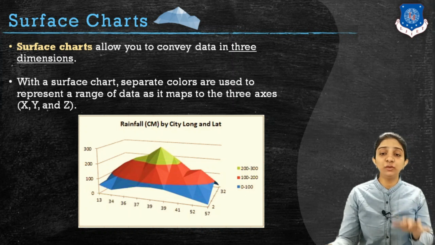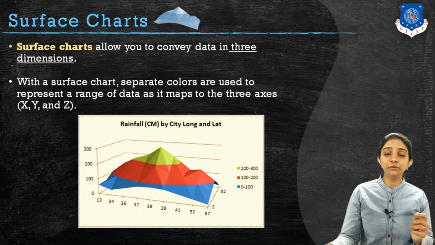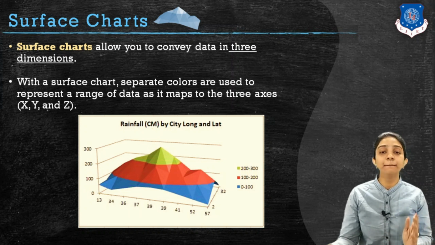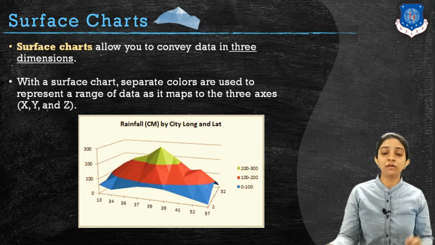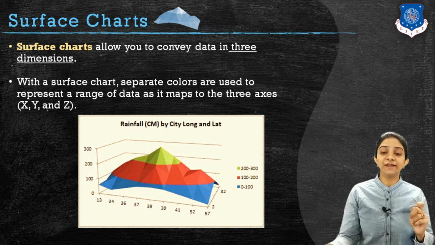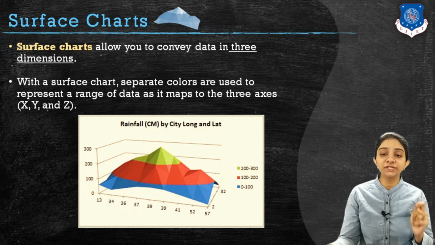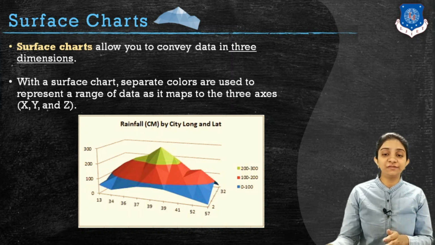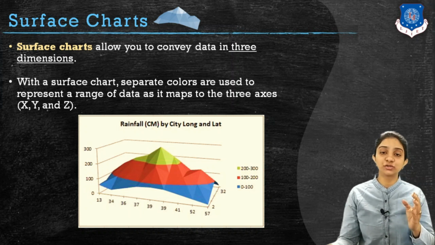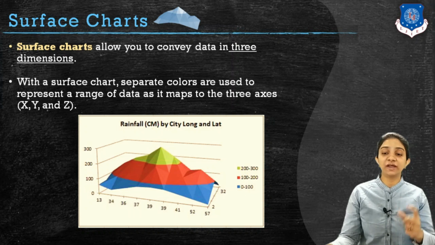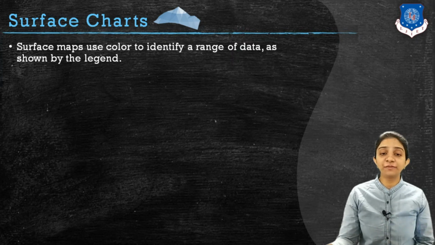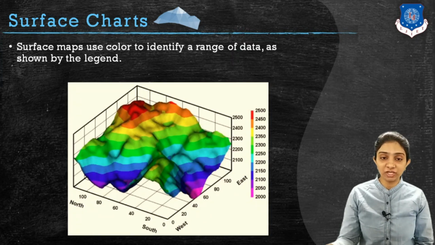With a surface chart, we use colors to separate the data range. Rainfall from 0 to 100 centimeters is denoted by one color, rainfall between 100 and 200 centimeters is denoted by red, whereas the highest rainfall, from 200 to 300 centimeters, is depicted by green. So it is easier for us to identify those regions which are expecting the highest rainfall. Surface maps use colors to identify the range of data.